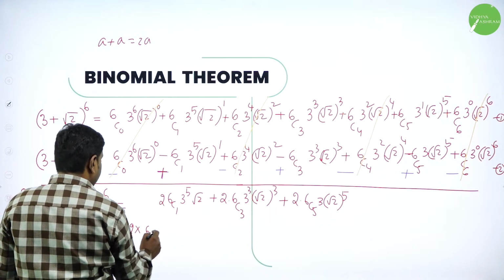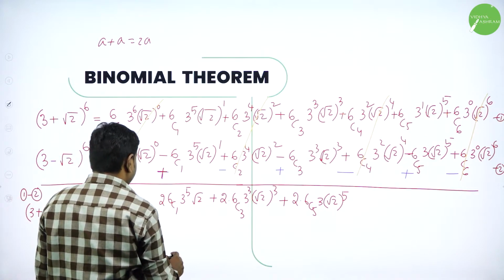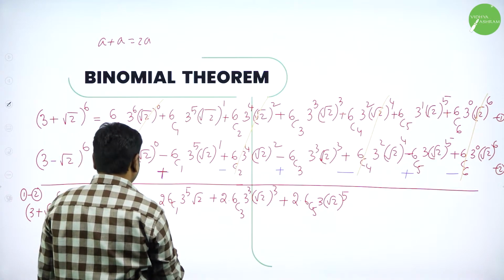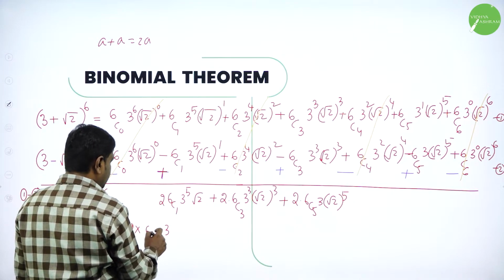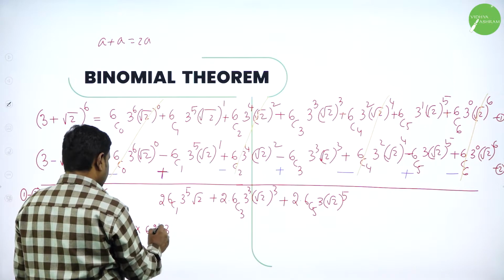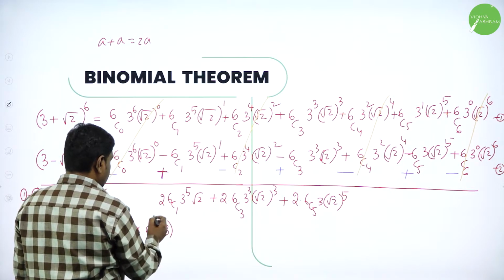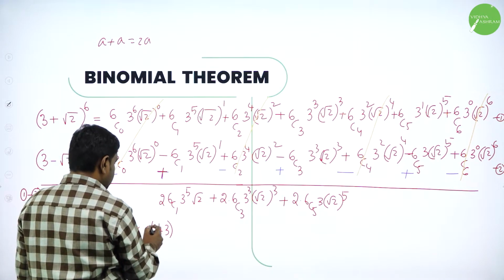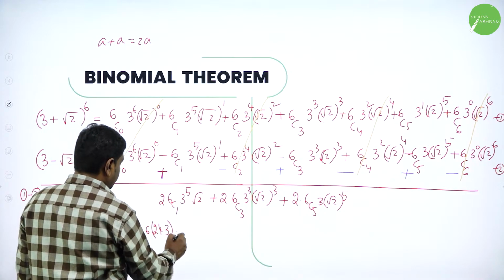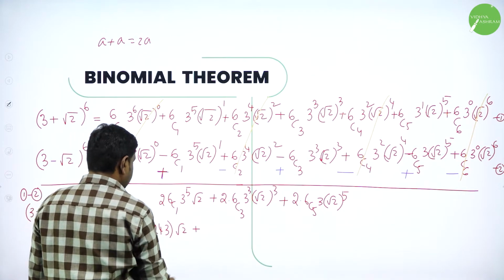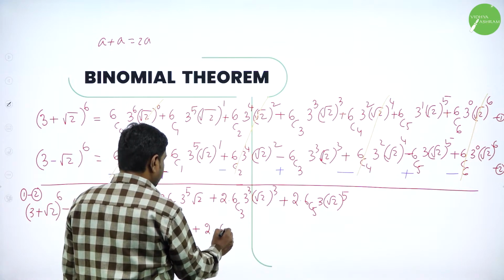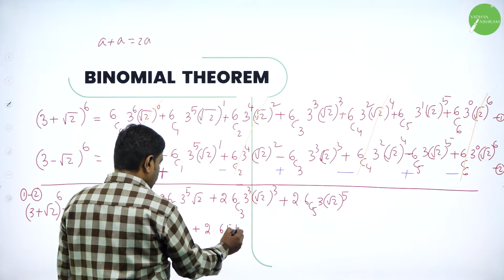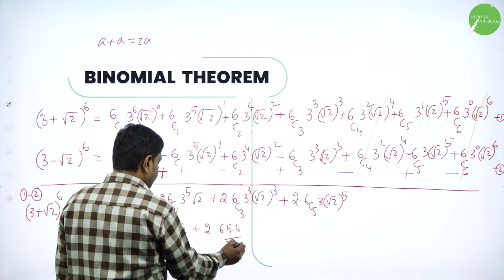6. 3 power 5. 3 power 4 is 81. 81 into 3 is 243. So 2 into 6C1 is 6 into 3 power 5, which is 243 root 2, plus again we have 2 into 6C3. 6C3 means from 6, 3 terms: 6 5 4 divided by 3 2 1.